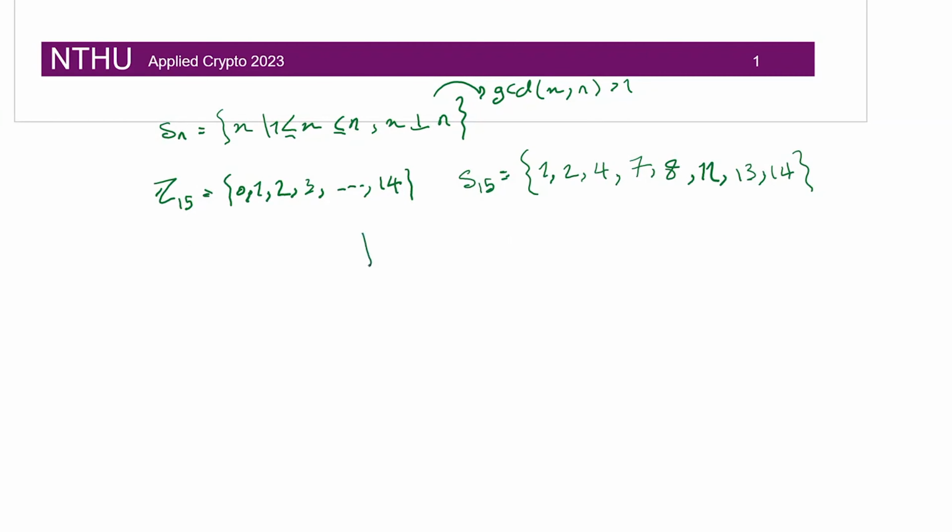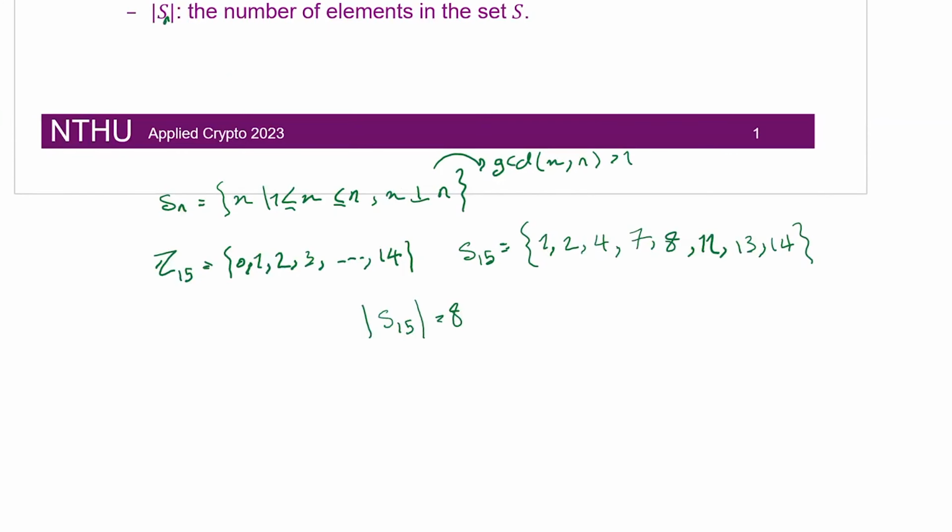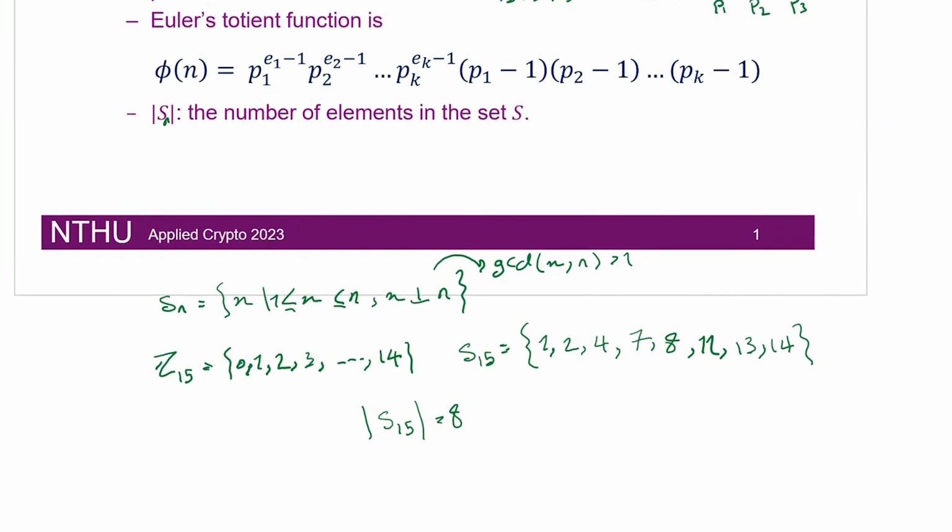So if you look at the length of this set, how many elements do I have over here? If you count them, you find them to be 8. So sometimes we are interested in how many elements in this set Zn, Z15 for example, are co-prime to 15. And that number is defined by a specific function called the Euler function. And this is the definition of the Euler function.